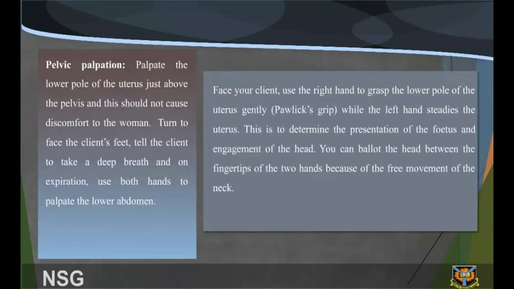Pelvic palpation. Palpate the lower pole of the uterus, just above the pelvis, and this should not cause discomfort to the woman. Turn to face the client's feet. Tell the client to take a deep breath, and on expiration, use both hands to palpate the lower abdomen. Use your right hand to grasp the lower pole of the uterus gently, while the left hand steadies the uterus. This is to determine the presentation of the fetus and engagement of the head. You can balance the head between the fingertips of the two hands because of the free movement of the neck.